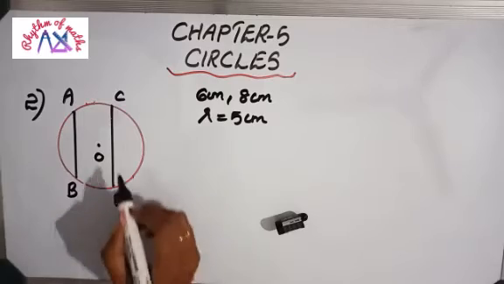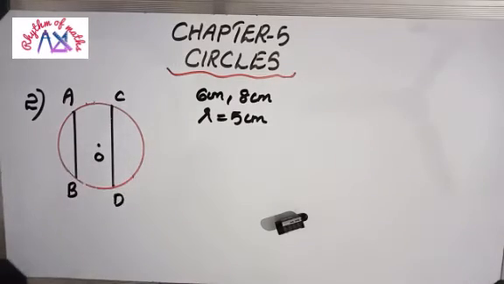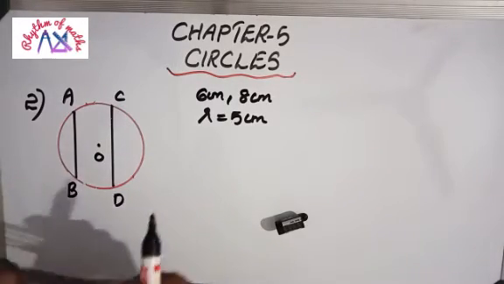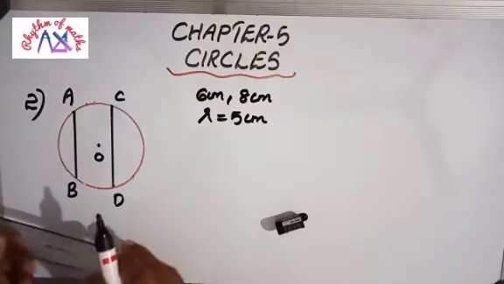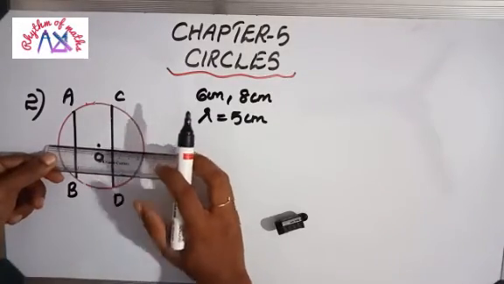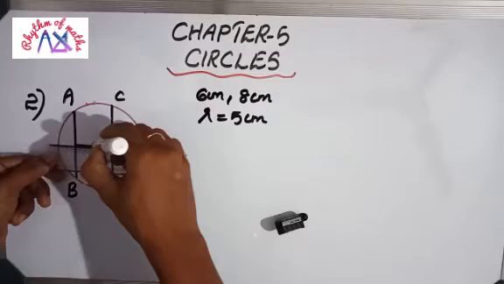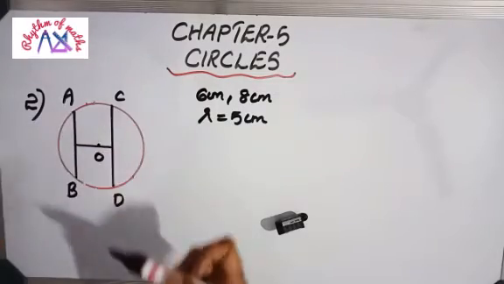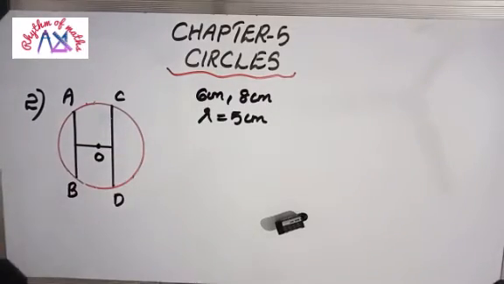Now the question is, what is the distance between these two chords? Distance between these two chords means, through the center, what is the distance? So here, this is the distance between these two chords. That is a measurement we need to find.